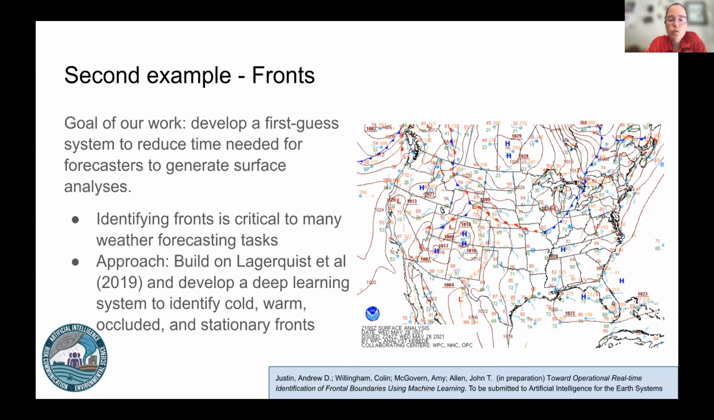We were building on work of a former PhD student of mine, Ryan Lagerquist, and developing a machine learning system that would identify warm and cold fronts, which was what Ryan did, but then we also moved it to occluded and stationary fronts as well. And for anybody who gets really excited about this work, we have a paper that should be submitted within the next few days. So hopefully it will be appearing at some point and we will be glad to share it.